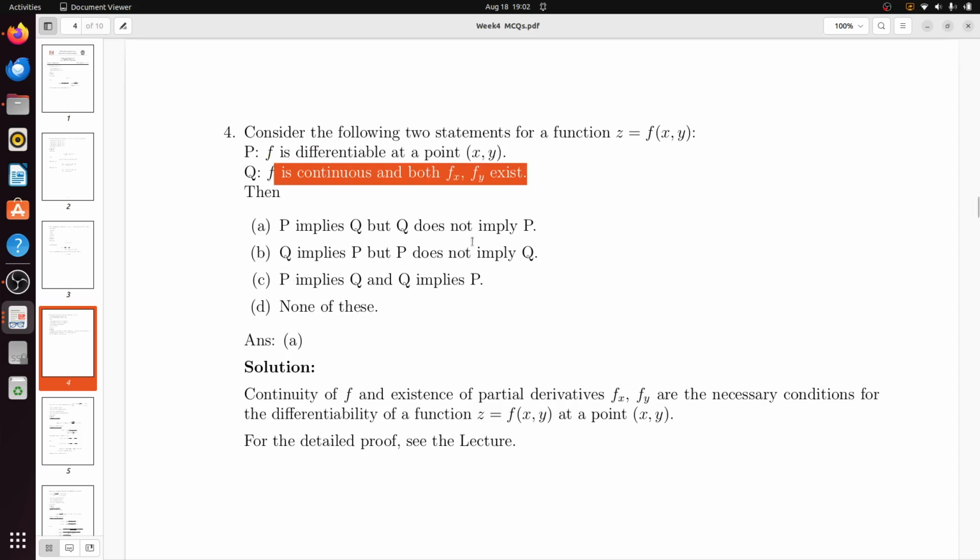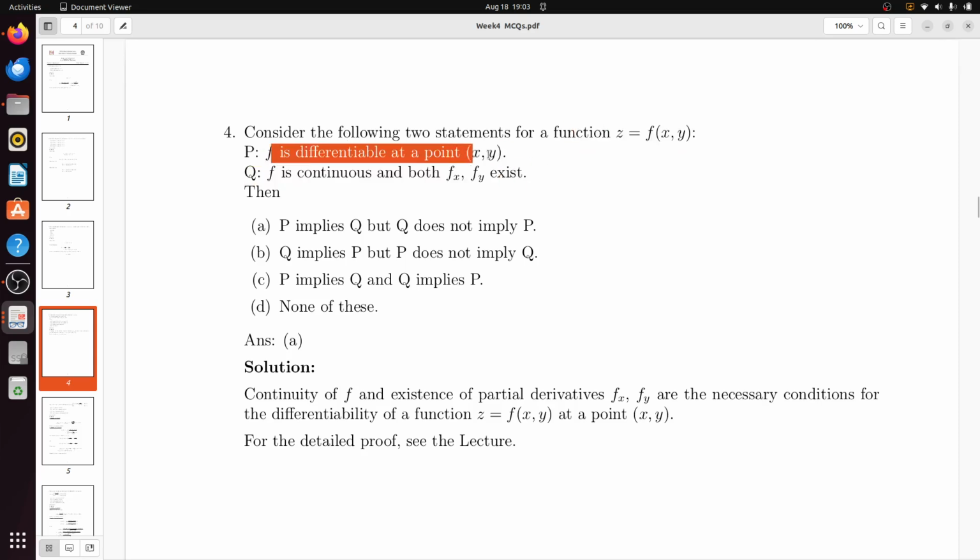exist. But the reverse is not true. Why? Because for differentiability, the continuity of f and the existence of fx and fy are only necessary conditions. So along with these conditions, something extra needs to be proven so that we can say that f is differentiable at a point. So Q does not imply P. Okay, so the answer is A.